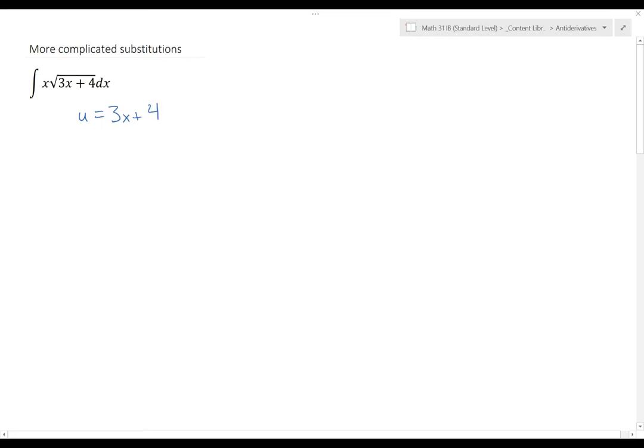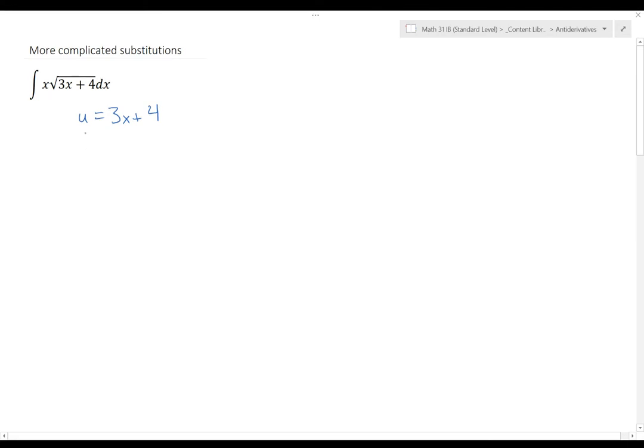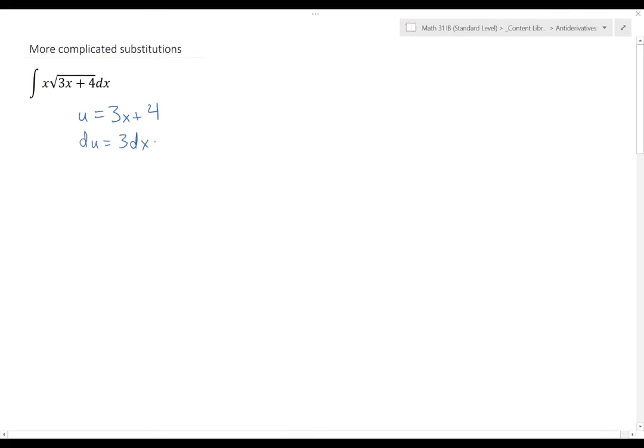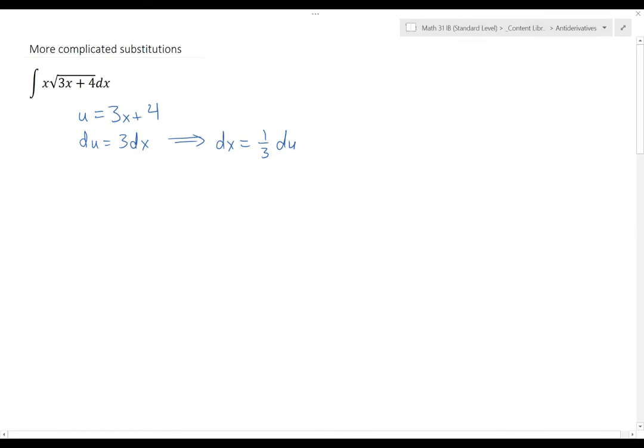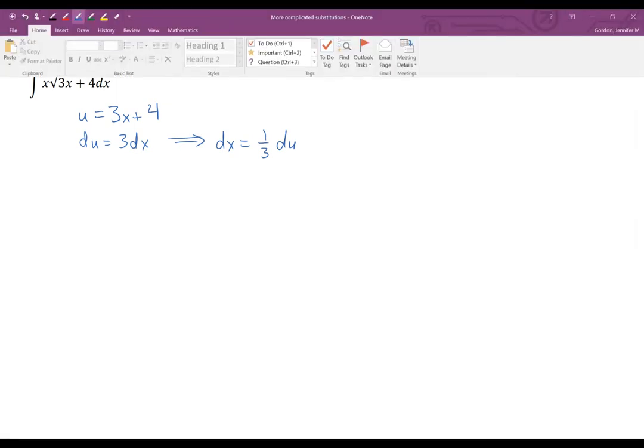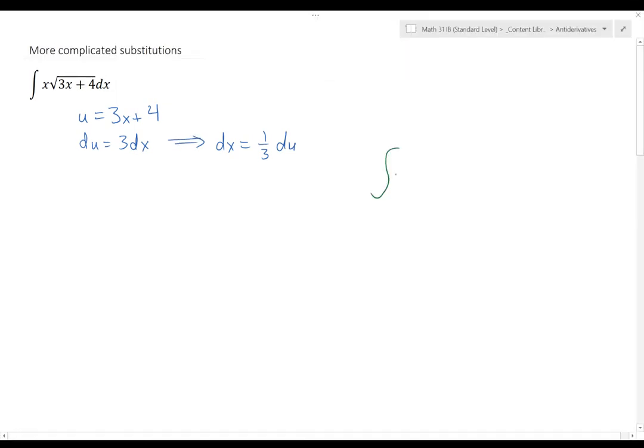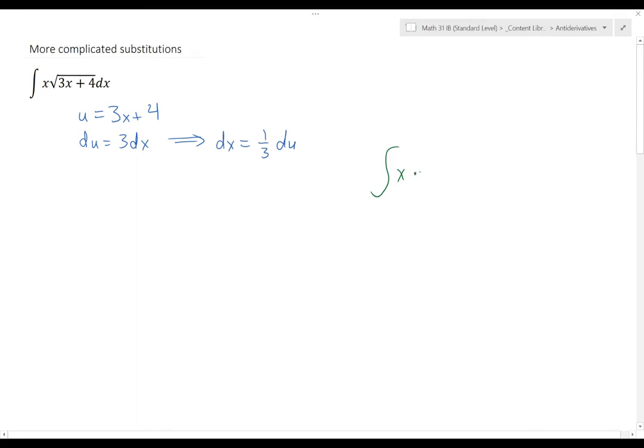Now, if I think, okay, well, I want to make u equal the argument inside the radical, the radicand, and that is what you want to do here. But that doesn't fully help me. So let's do that basic substitution here. du would be 3 dx. Or in other words, in order to replace the dx, I'm going to need to replace it with 1/3 du.